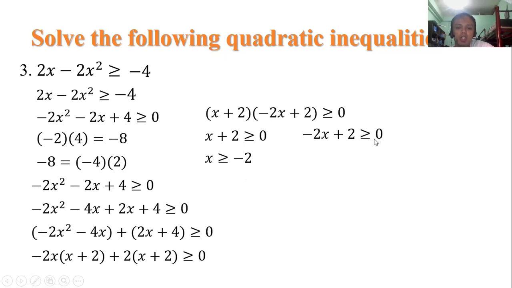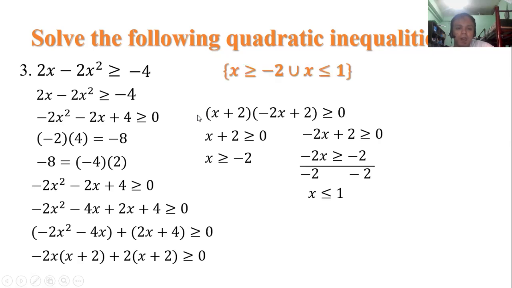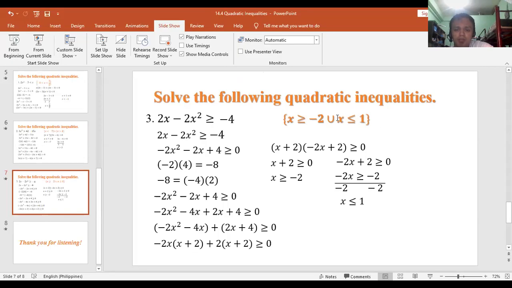Negative 2x plus 2 greater than or equal to 0. Transpose 2 to the other side. We have negative 2x greater than or equal to negative 2. Divide both sides by negative 2. We have x is less than or equal to 1. Now, what would be the tag nito? Interval notation here. Your x is greater than or equal to negative 2 with the union of x less than or equal to 1. Or, kasi nagkakaroon ng intersection dito, no? We will correct this one. Magiging ganito, no?